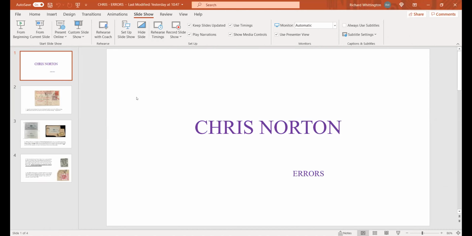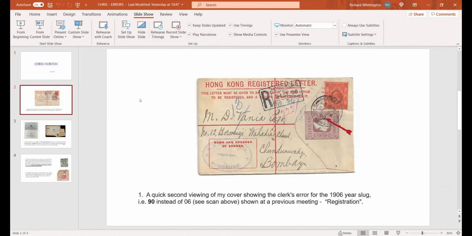As I say, these are Chris Norton's errors. I should add that Chris Norton's errors are a rarity. The first one, he mentioned to me that he'd shown before in the registration Zoom meeting, but he thought it was worthwhile doing it again. This is a clerk's error where the year 1906 has been transcribed into 1990, which is obviously incorrect. That's the first one.